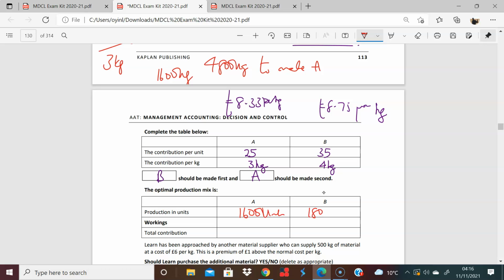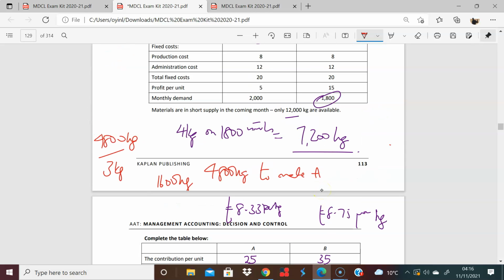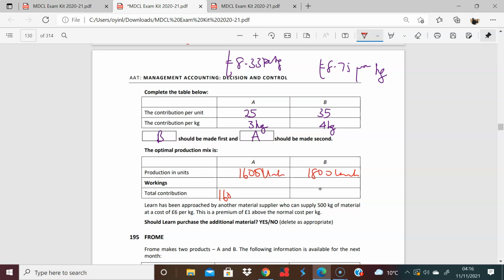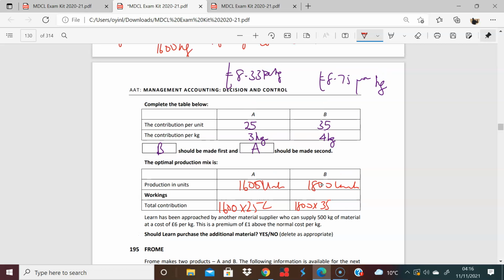And I can make all my units here, which was 1,800 units, wasn't it? Yes, I think it was 1,800 units. So my total contribution from A would be 1,600 times 25, and this is 1,800 times 35. Let's just do that. 1,600 times 25 is 40,000. And here, 1,800 times 35 is 63,000. And that's kind of the first step there.